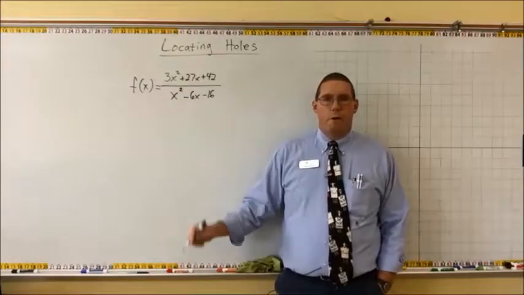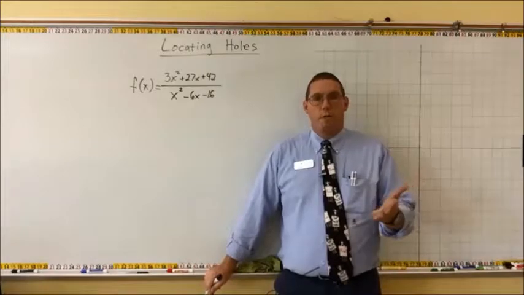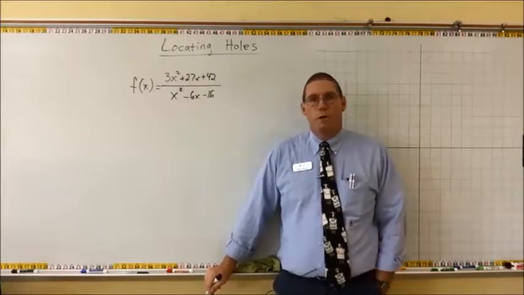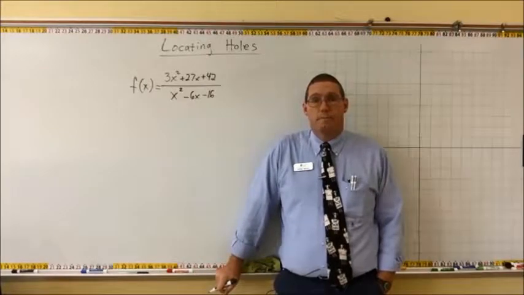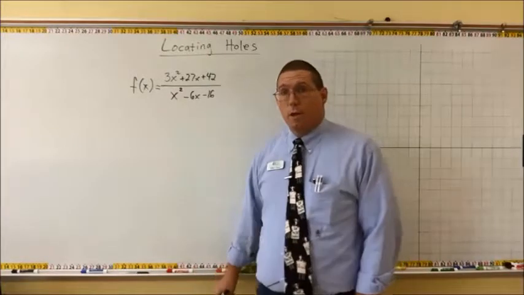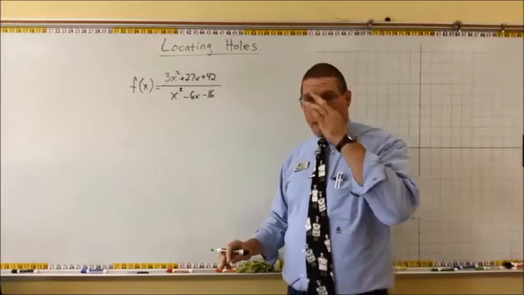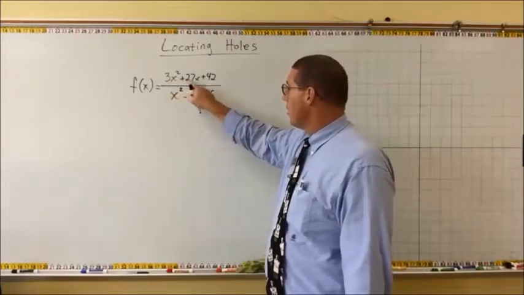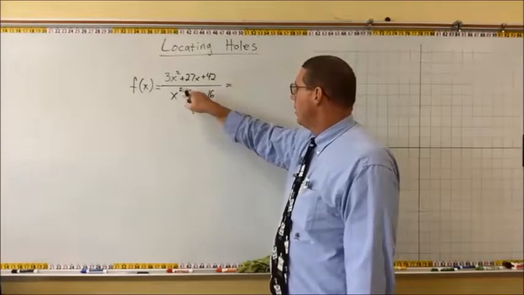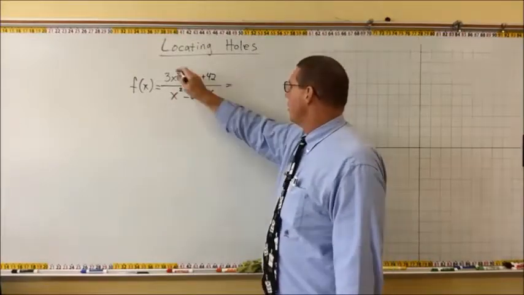All right, here's another one for you. Why don't you pause the video and see if you can find the coordinates of the hole in this rational function. All right, so the first thing we're going to want to do is factor the numerator and the denominator, right? Well, it looks like I have a 3 in here that I can factor out. So if I factor out a 3, actually let me do it up here.